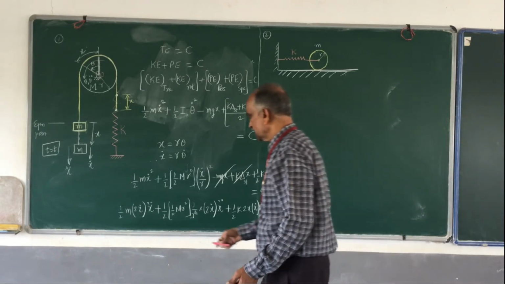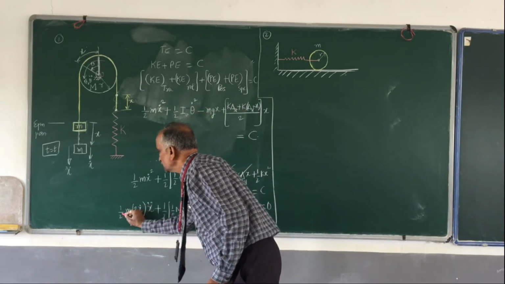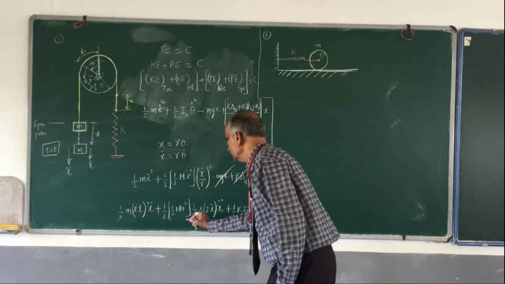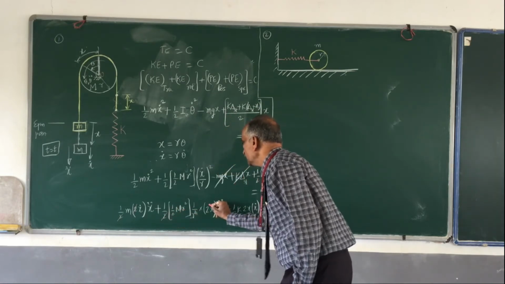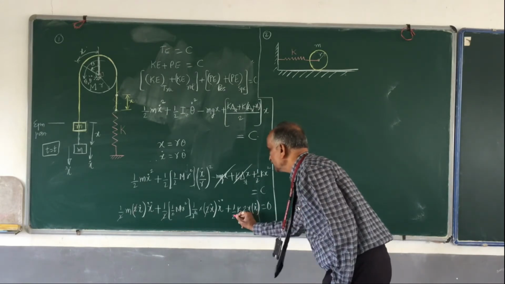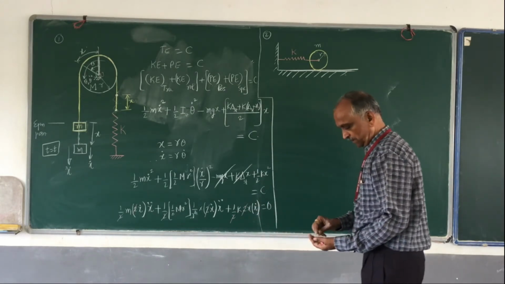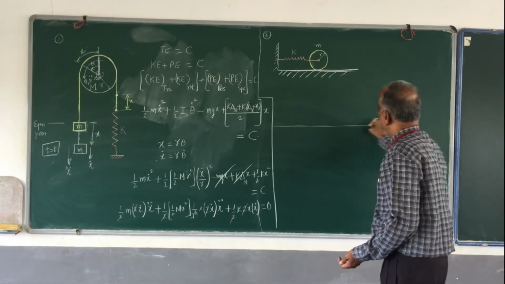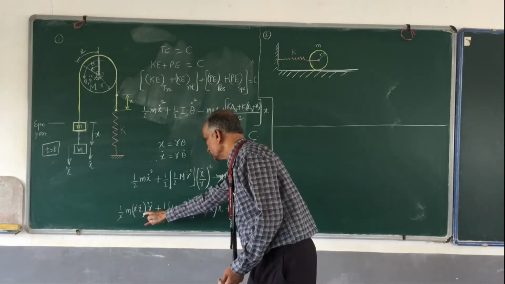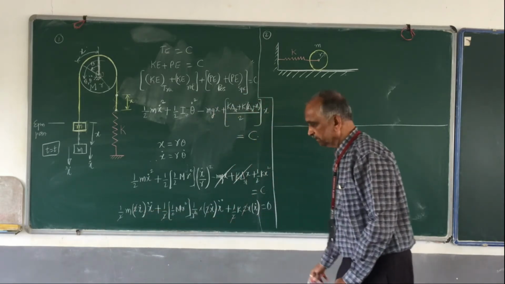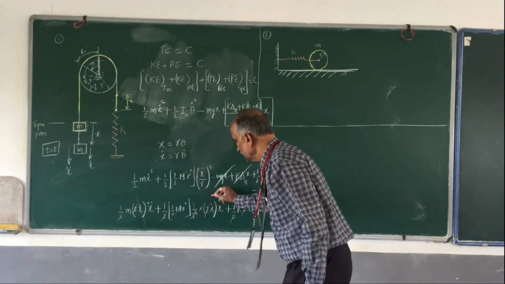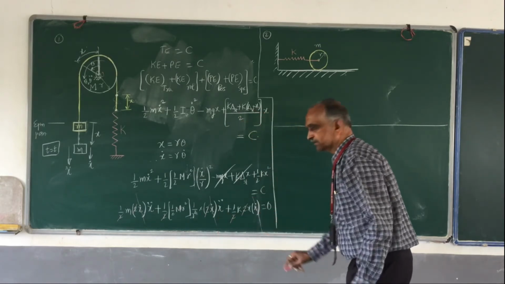Some terms I can cancel here. In this term, this 2 and this 2 I can cancel. In this, I shall cancel this 2 and this 2. This 2 will remain. This 2 and this 2 I shall cancel. Before x dot here there is one x dot, here also I have x dot, here also I have x dot. Divide both by x dot, and x dot, and x dot.